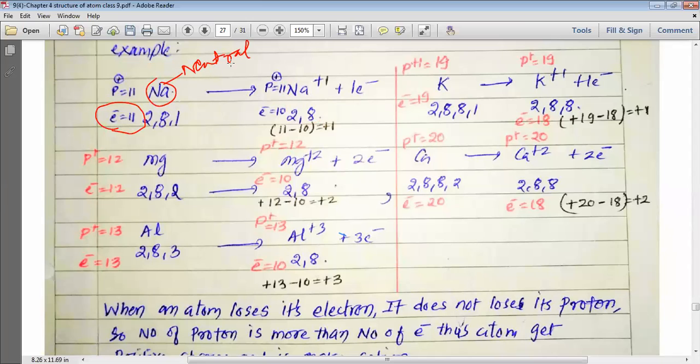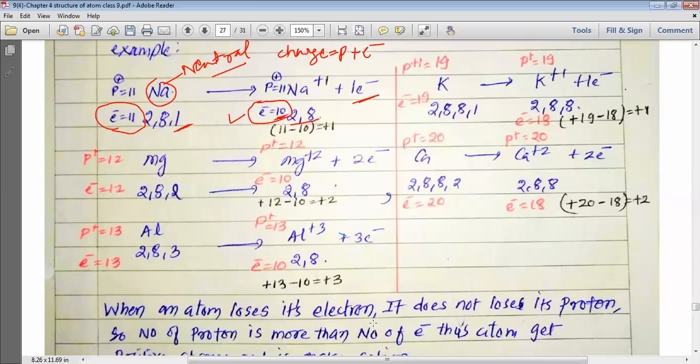The sodium was neutral. But my dear students, when sodium loses its one electron, the electronic configuration becomes 2,8, and 2 plus 8 is equal to 10, and now the sodium plus 1 ion has got only 10 electrons. So now you can see that the charge is equal to the number of protons plus number of electrons.